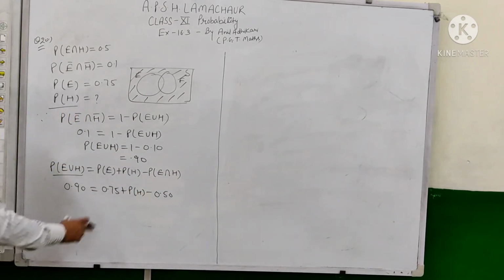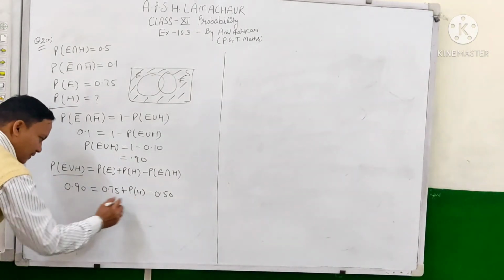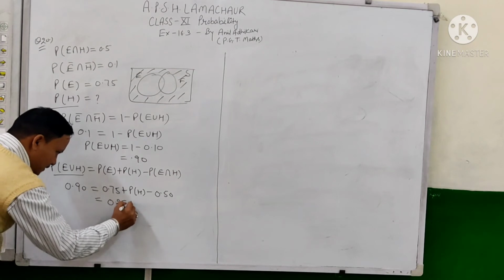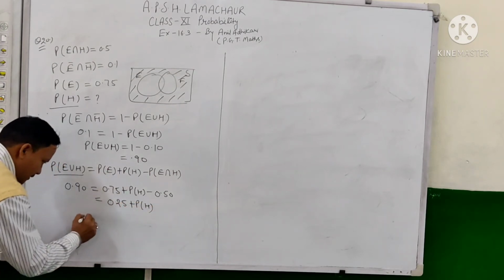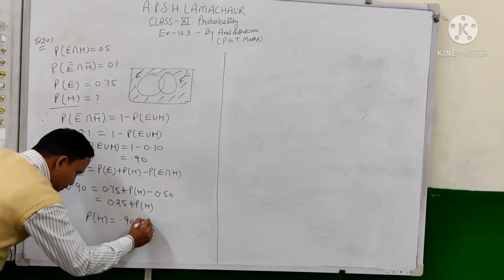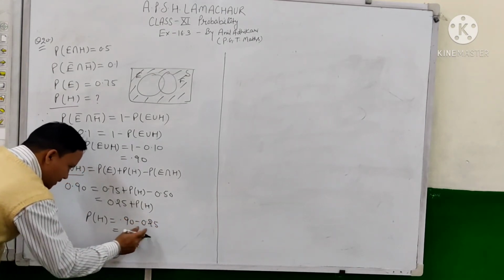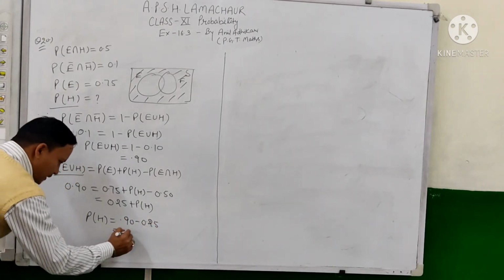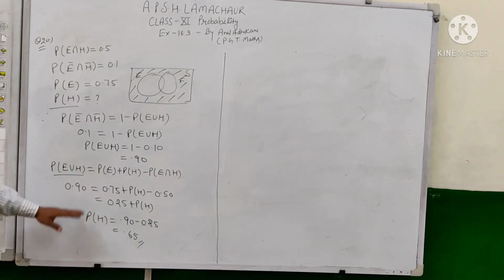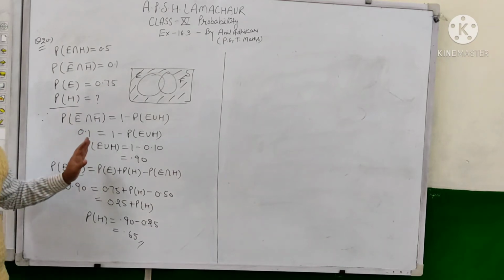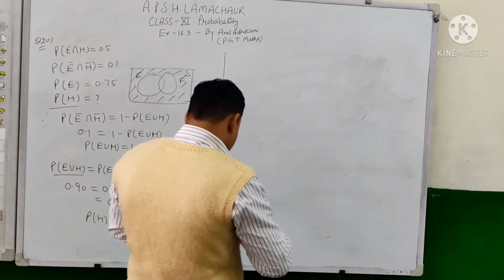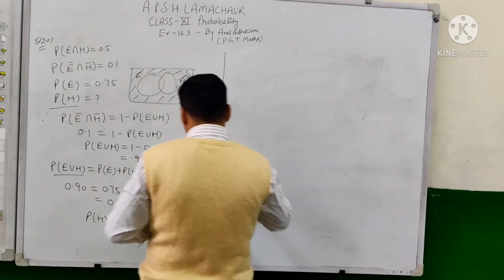0.50. Okay. Now 0.75 minus 0.50, so we will get 0.25 plus P of H. Then P of H will be 0.90 minus 0.25. So this will be 0.65. So 0.65 is the probability that he will pass the Hindi examination. Okay. Now the next question. The next question is question number 21.